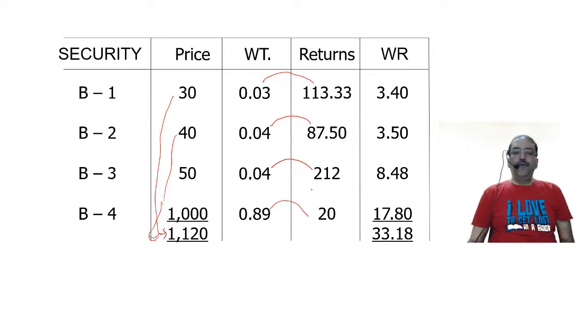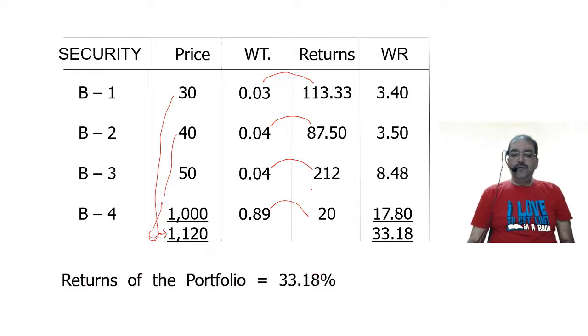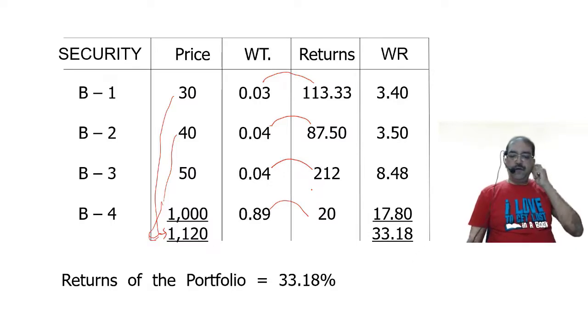So the return of the portfolio is equal to 33.18%. Each price divided by the total price 1120 gives you the weights. Weight multiplied by the returns gives you the weighted returns.